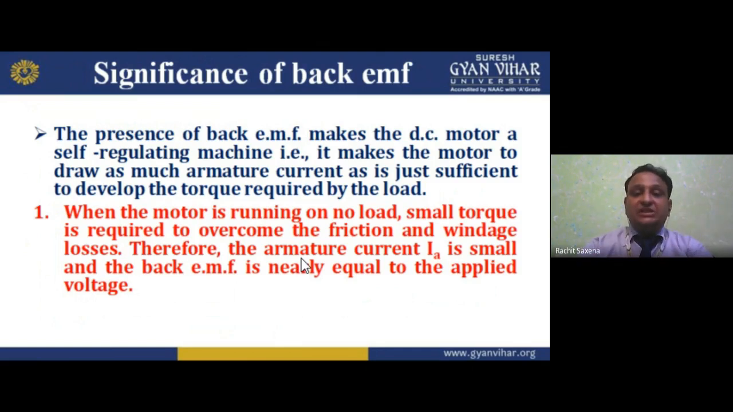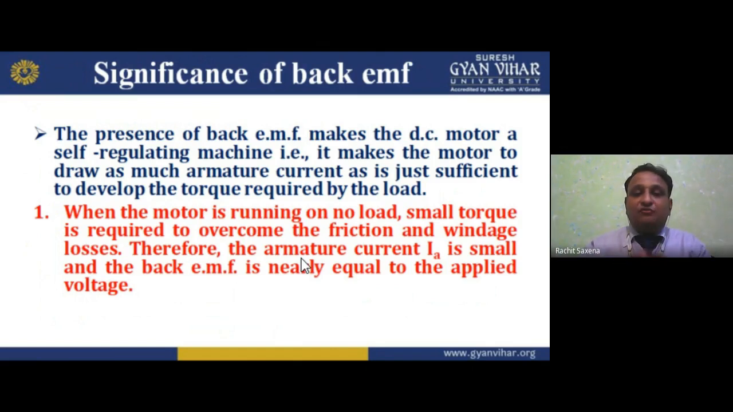Now the presence of back EMF makes the DC motor a self-regulating machine. That is, it makes the motor draw as much armature current as is just sufficient to develop the torque required by the load. If the generated EMF is there, the armature current will flow, because in a closed path the EMF becomes voltage, and voltage becomes the force that moves the electrons from one side to the other, from the sending end to the receiving end.